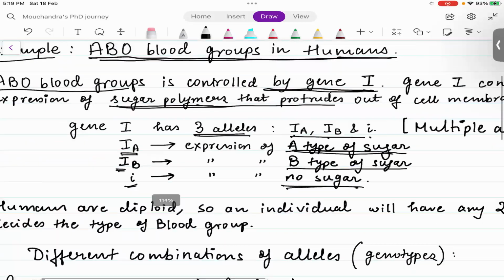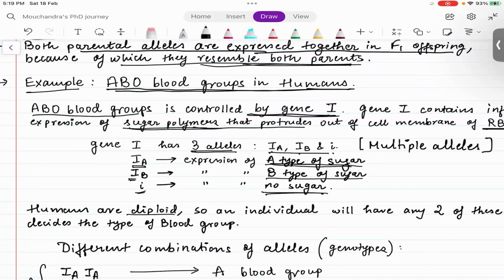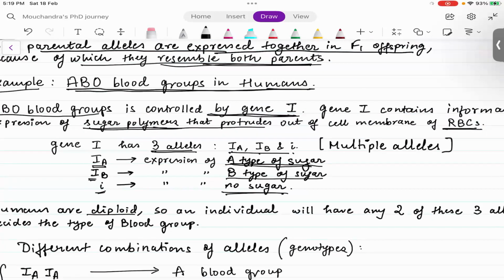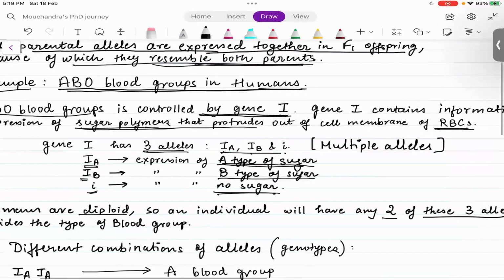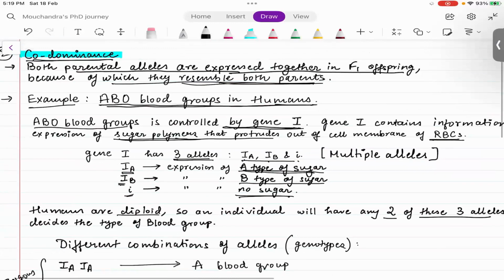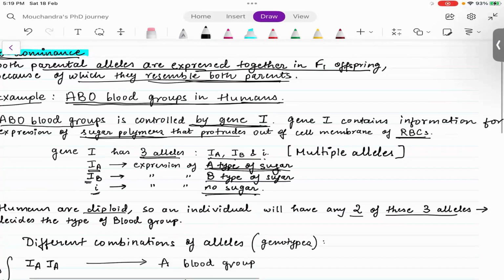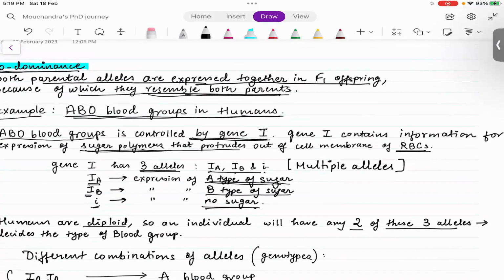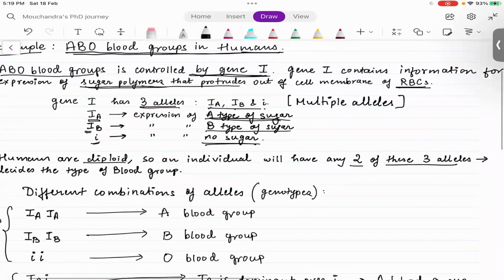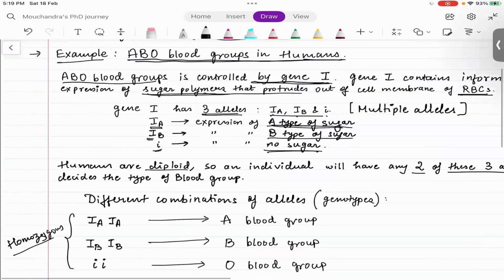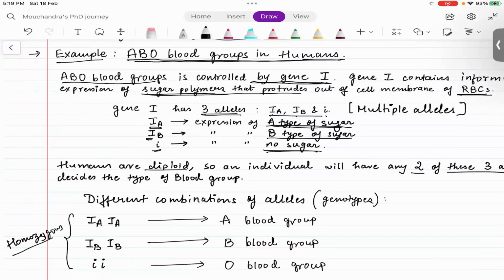Now humans are diploid, we know that already. So any individual will have only two of these three alleles, right? And this will decide what his or her blood group will be. So in how many ways can you combine these three alleles so that you get different types of phenotype? We'll now check that. There can be homozygous cases where two copies of IA are present. So it will result in type A blood group, right?